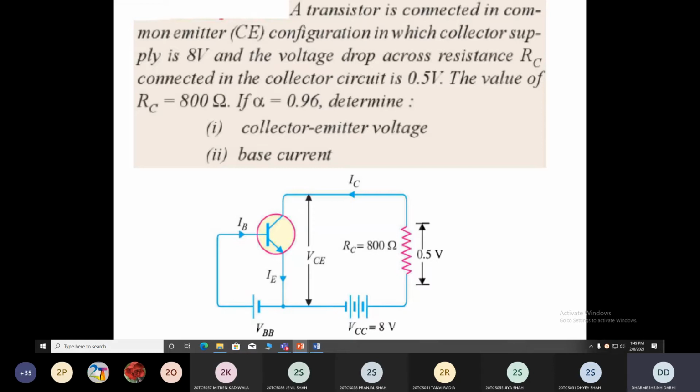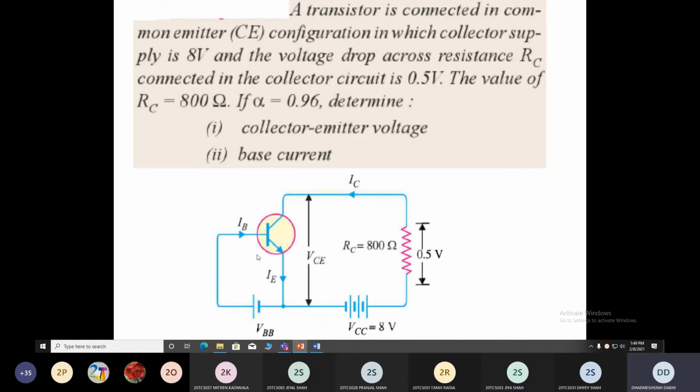So first you find out the collector emitter voltage. Clear? First of all, you can see the given data. Here the collector side voltage VCC is given as 8 volt. The voltage drop across this RC is given as 0.5. You find out the collector emitter voltage, this voltage across the collector to emitter terminal. So how to calculate VCE? Anyone? How to calculate the collector to emitter voltage?